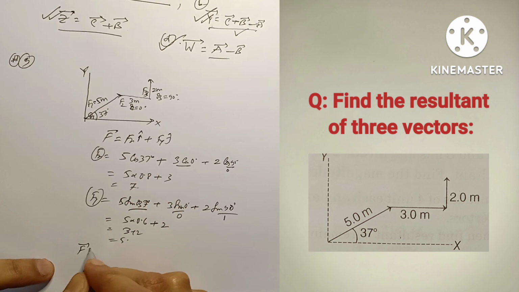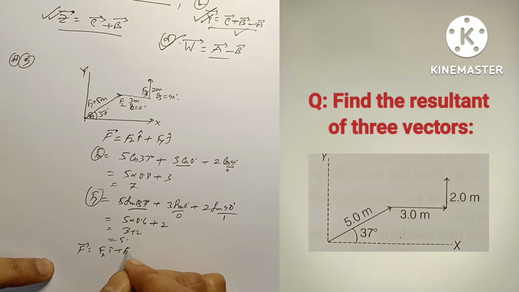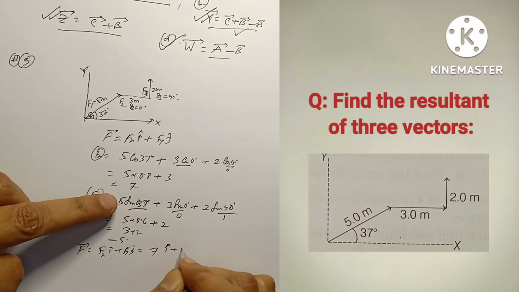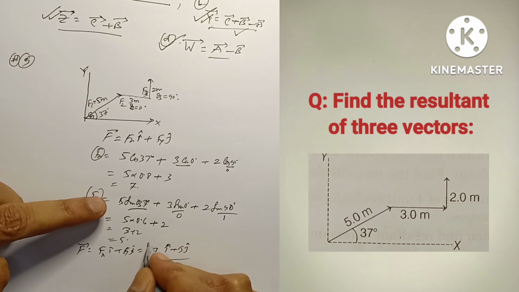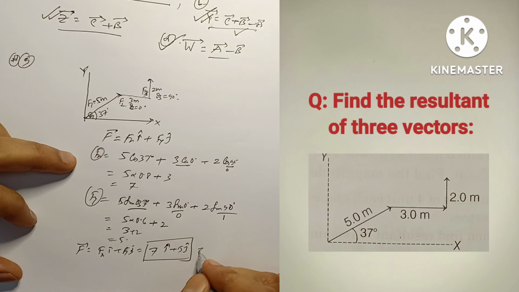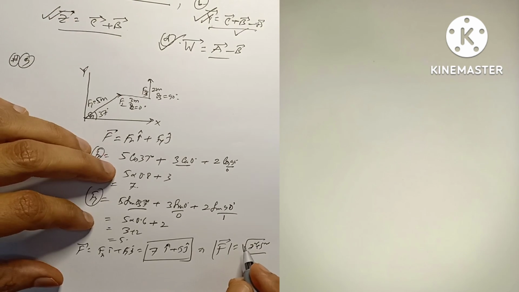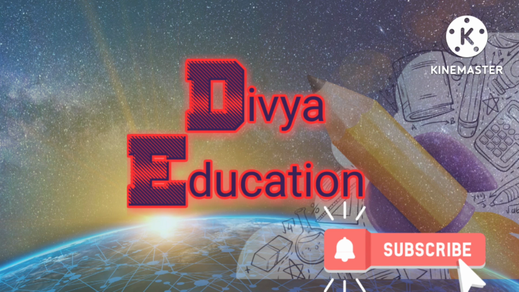So the resultant vector F, written as fx i cap plus fy j cap, equals 7 i cap plus 5 j cap. This is the resultant vector, and the magnitude of F vector equals root of 7 squared plus 5 squared. We get it by this.